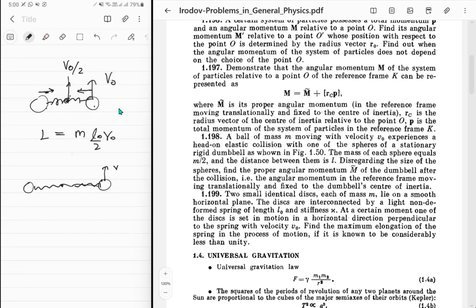Here as well, as in the center of mass, this thing is going up by v naught upon 2 and this thing is going down by v naught upon 2. Most likely it's the most compressed form. We want the least compressed form, or the most elongated form. So if this is going with velocity v and this is also going with velocity v in that case, right?